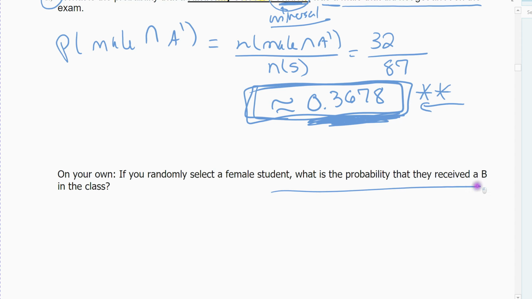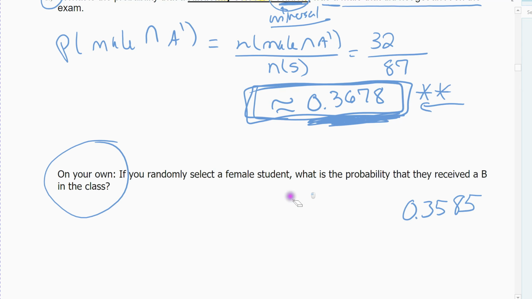Alright, you are supposed to try this last one on your own, so see if you can set it up. It was the example I put up there, the 0.3585 was the answer to this one. Alright, so try it on your own though, see if you can come up with why 0.3585 is the answer. Alright, it is a conditional probability, and make sure you try that one on your own.